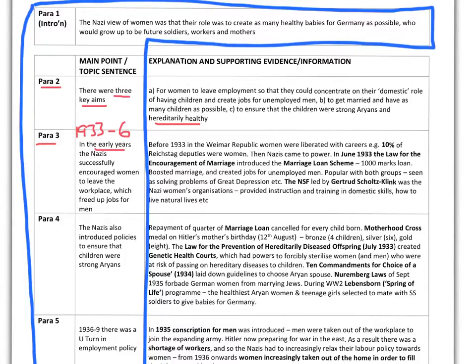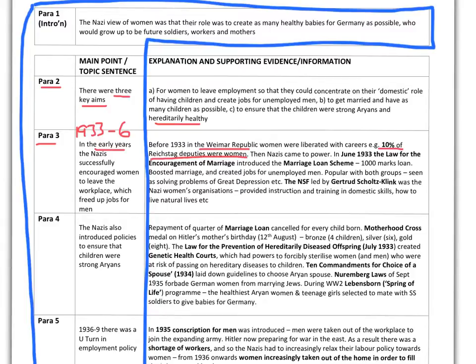Okay, so you can start off by saying in the Weimar Republic, women did take up jobs. Okay, they were very liberated, much more so than in other countries like Britain and even America. So, for example, 10% of members of Parliament were women in Germany, which is way ahead of Britain at the time. Then, of course, Hitler came to power in 1933.